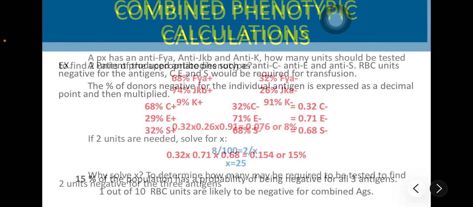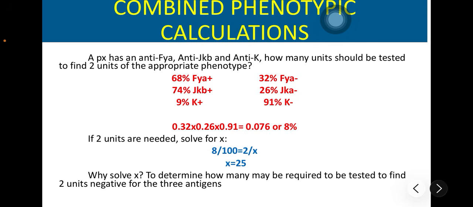Next, we have here another example. The calculation shows that the probability of finding a unit of RBC negative for all three antigens is 8 out of 100 units. Solving for X shows that antigen typing 25 units may be required to find the 2 units that are negative for all 3 antigens in our example.